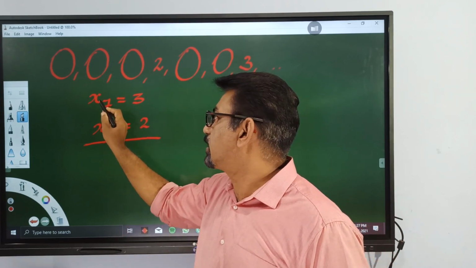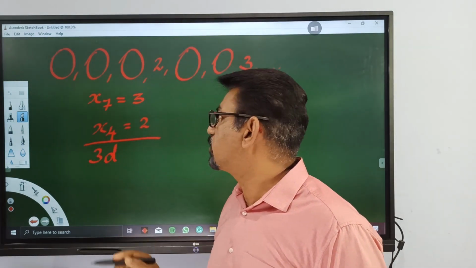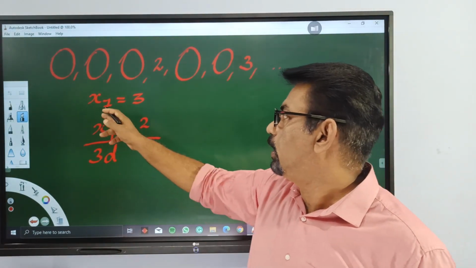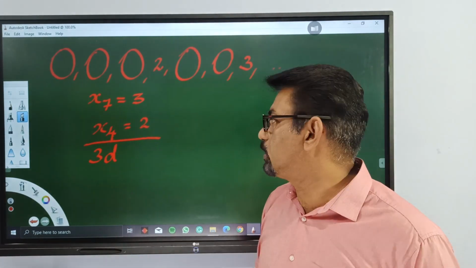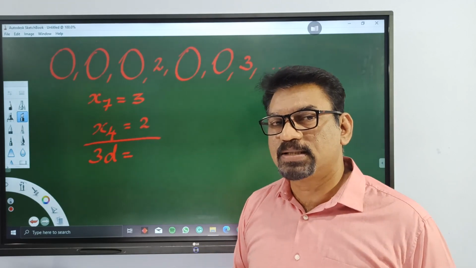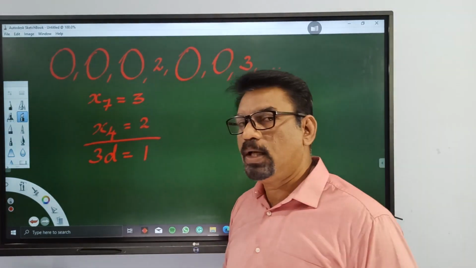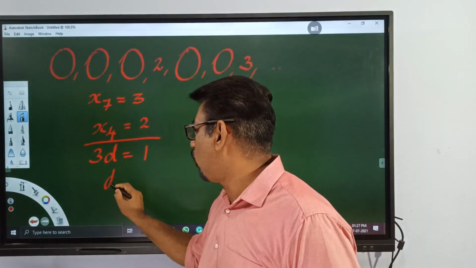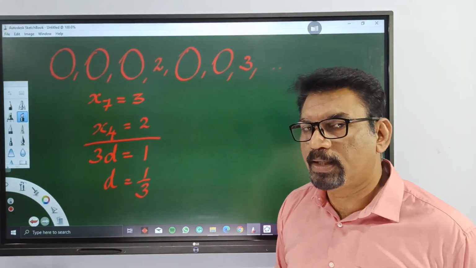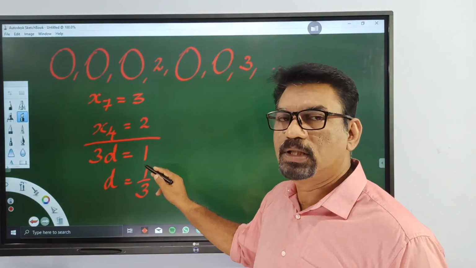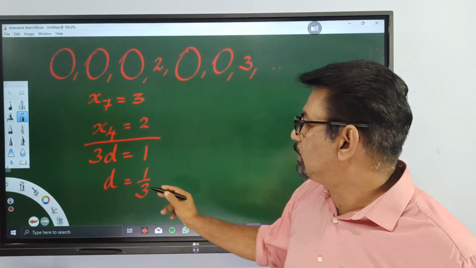Therefore, x7 minus x4, how many common differences? 3d is the difference between x7 and x4, or 3 is the difference of the positions. What about the term difference? Difference between the terms: 3 minus 2, that's equal to 1. And therefore, this common difference is 1 divided by 3. Okay, this is the difference of terms and this is the position difference. So d is equal to 1 by 3.